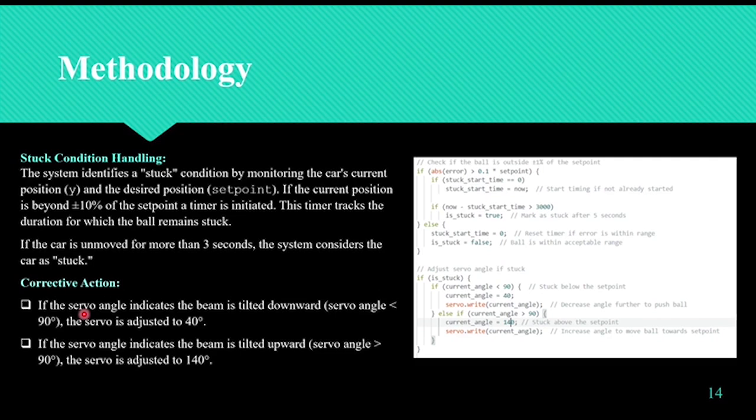If the car is stuck above the set point, the servo adjusts to 140 degrees, tilting the beam upward for the correction. If the car returns to the range within 3 seconds, the system timer is reset, clearing the stuck condition. So that's all from my part.